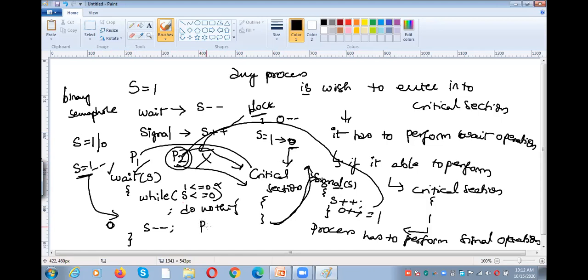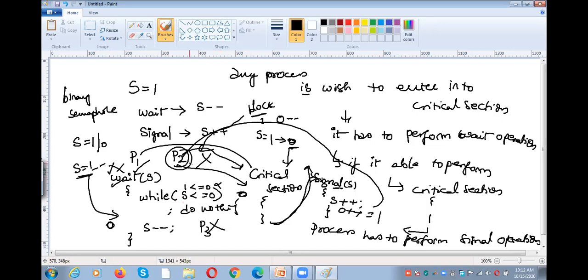At that time, the P3 process might come into the picture. P3 now wants to perform the wait operation, but P3 cannot perform the wait operation. Why? Because P2 has already decremented the semaphore value to 0. So if it is 0, P3 cannot perform the wait operation. The processes which are not able to perform the wait operation are unable to enter into the critical section.